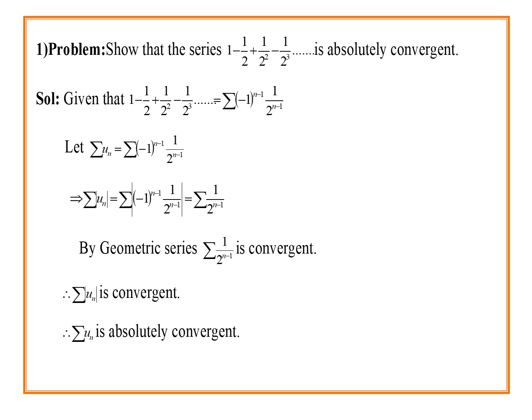Already seen earlier, by the geometric series, sigma r power of n is convergent if r is less than 1. Based on this condition, sigma 1 by 2 power of n-1 is convergent. So it is nothing but the modulus series. Therefore sigma mod u_n is convergent. So sigma mod u_n is convergent, then by the definition of absolute convergence, sigma u_n is absolutely convergent.